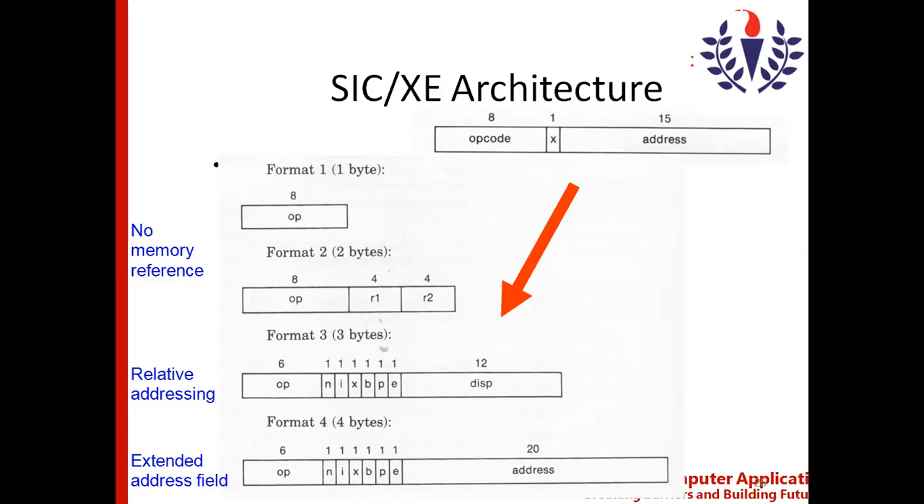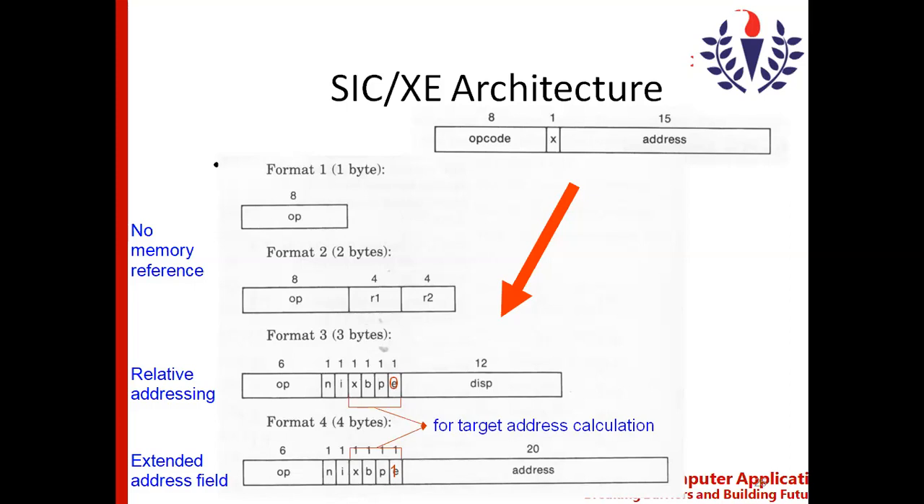And in relative addressing, for the opcode we use 6 bits, and we have certain bits over here which are N, I, X, B, P, and E. These are the bits which we use here. What is the need of these bits? These bits are meant for addressing purposes. So in order to calculate the target address, we use these bits.